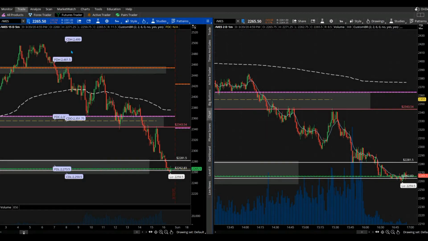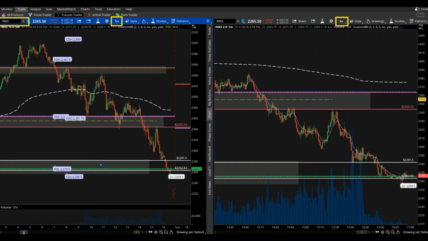Okay. So on the left side of the screen, I'm looking at the micro S&P mini. 5-minute chart on the left-hand side and 1-minute chart on the right-hand side. I typically look at the 5-minute and I trade off the 1-minute. So what do I have going on here?